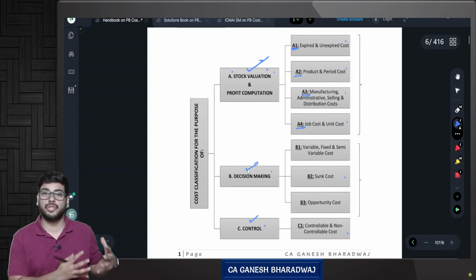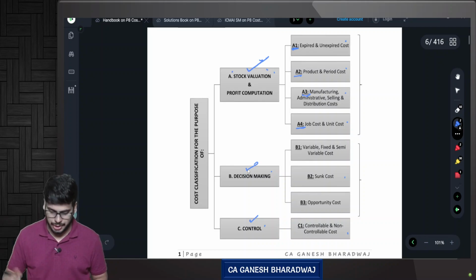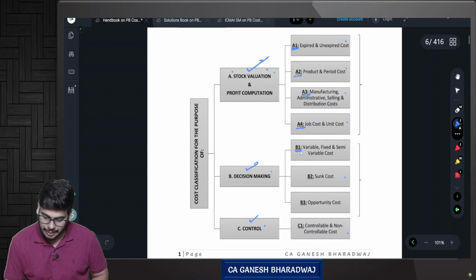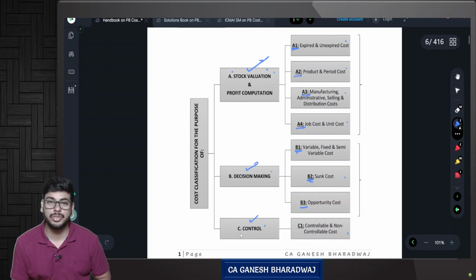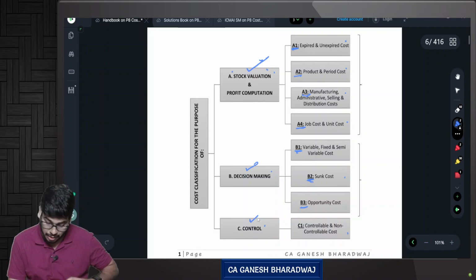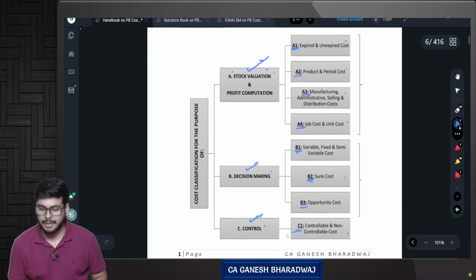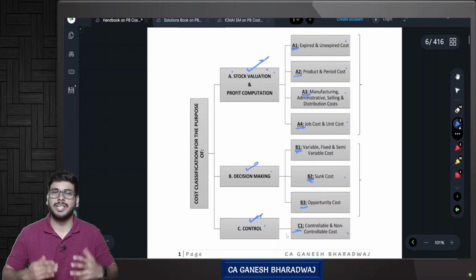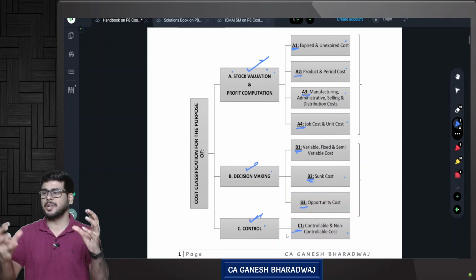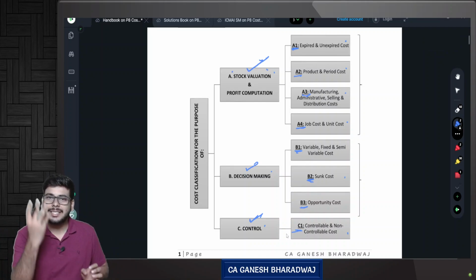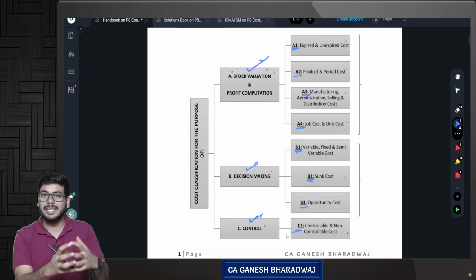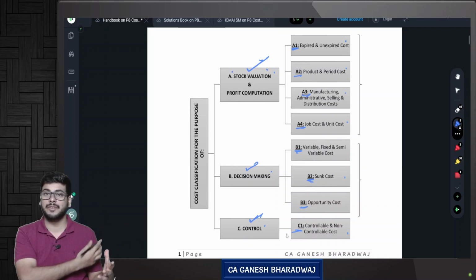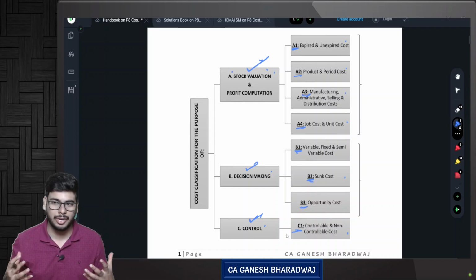If you want to use cost accounting for the purpose of decision making, it needs to be looked at from the perspective of B1, B2 and B3. And if you want to use this subject, cost accounting, for the purpose of control, it needs to be looked at from the perspective of C1. So in other words, based on the purpose I want to achieve, the same cost has to be classified and looked at from a different perspective. Are you all clear with this?